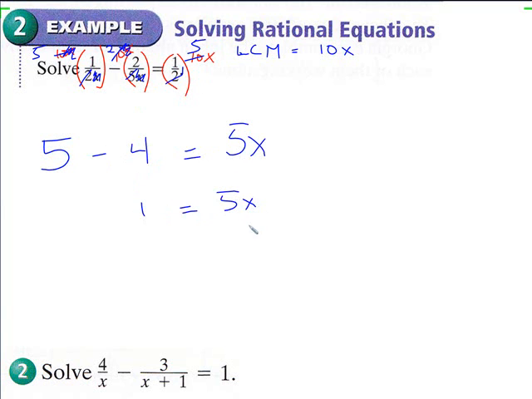So you get 5x. You notice here this is not an x squared, so you don't make the problem equal 0 or anything like that. Go and just solve it like you normally would. Get x by itself. So x is equal to 1 over 5.